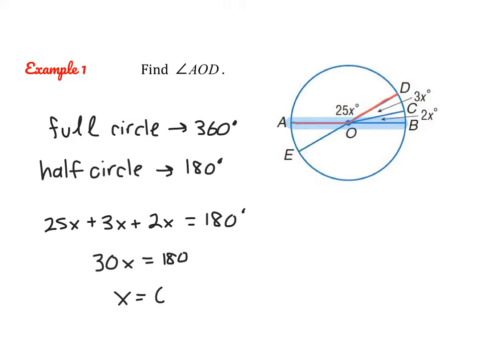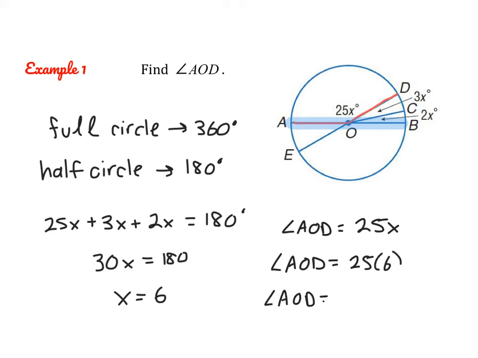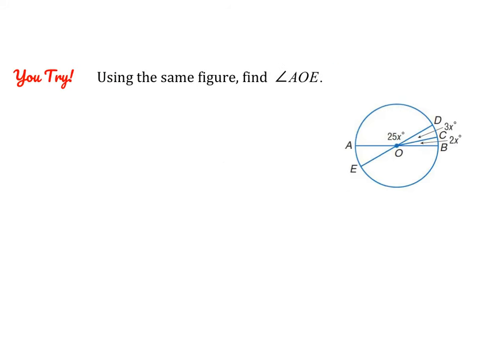So x equals 6. However, remember, we did not want to find x. We wanted to find angle AOD. And I can see that from our picture, angle AOD was 25x degrees. So now I'm going to substitute the value that we know, 25 times 6. So angle AOD is going to be 150 degrees. There you go. All right, go ahead and pause the video and give this problem a try. Same figure, but now you're finding angle AOE.